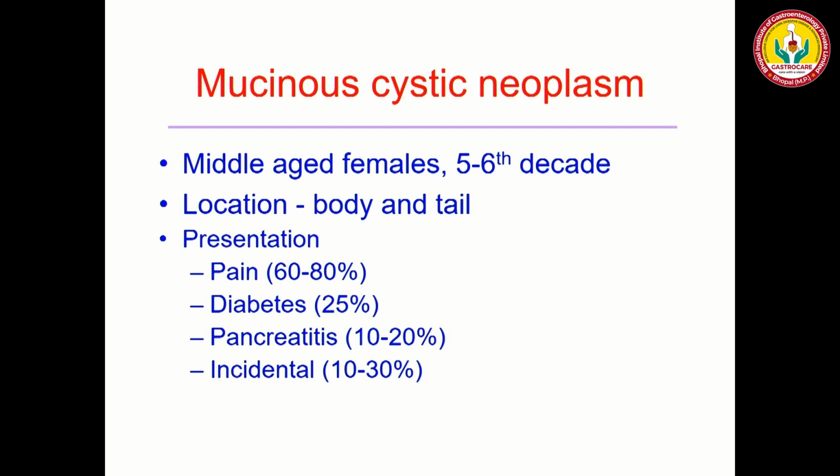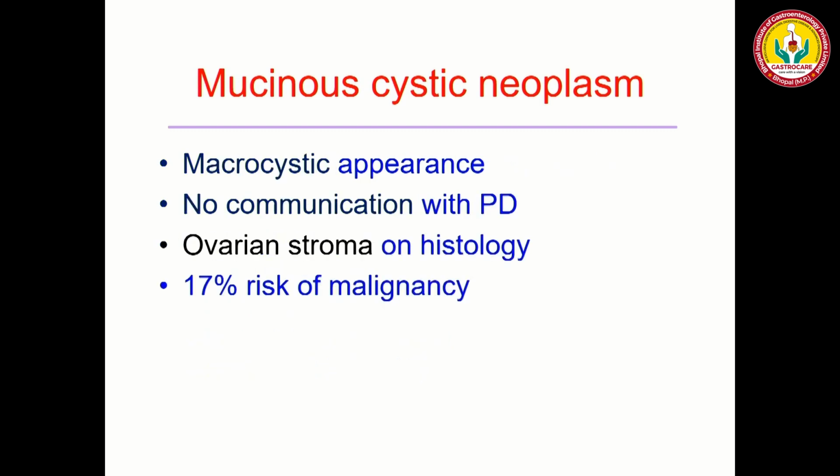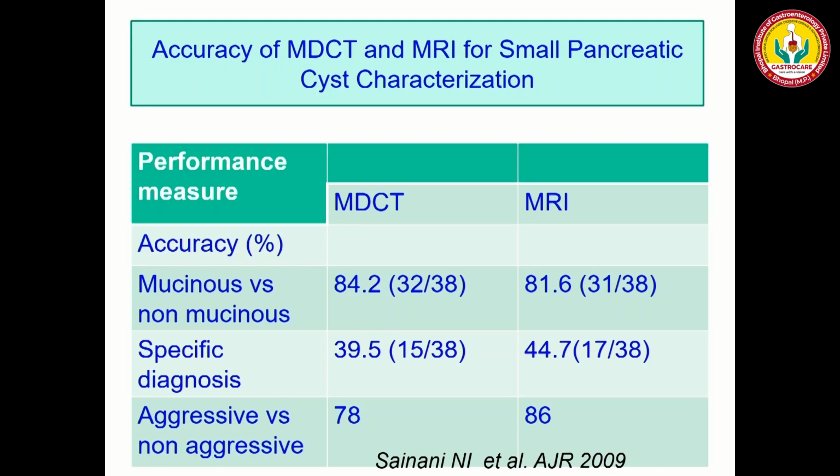Mucinous cystic neoplasms are seen in middle-aged ladies. Location is generally in the body and tail of the pancreas. They may present with pain or diabetes or antecedent or presentation with pancreatitis, but incidentally they are detected in about a quarter of patients. The characteristic features here are macrocystic appearance, no communication with the PD. This is very, very important. And on histology, we find ovarian stroma, and the risk of malignancy is about 17% according to one series, but it varies on the type and the size of the lesion.